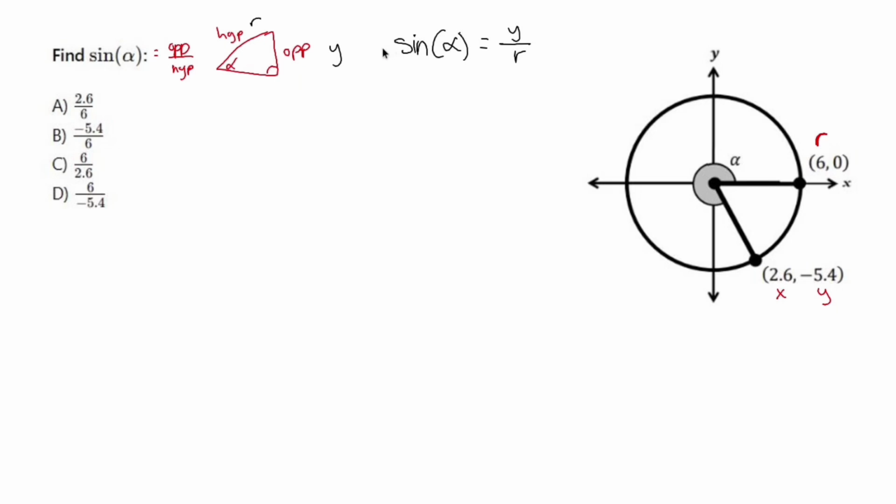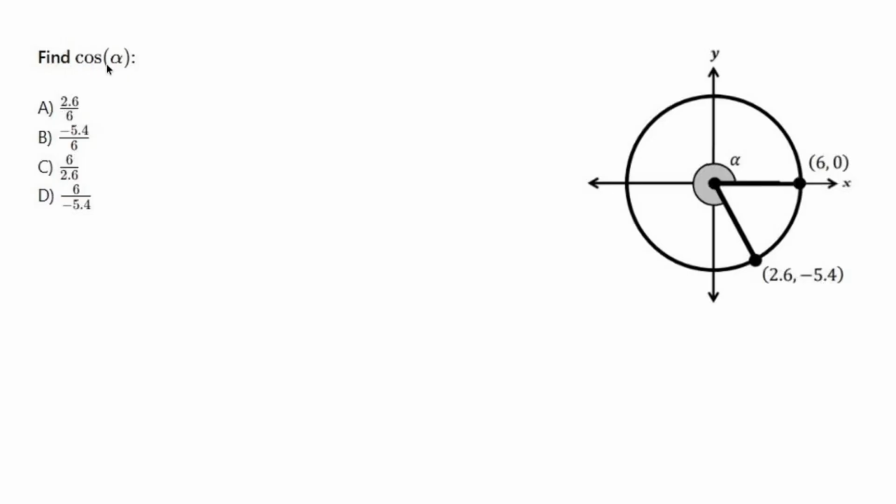So try to memorize the fact that sine is going to be y over r. In this case, my y is negative 5.4 and my r is 6. So sine alpha is going to equal negative 5.4 over 6, which is going to be B. Once you have this memorized, life is going to be a lot easier when you run into problems like that.